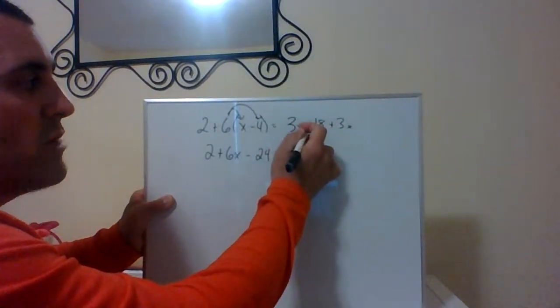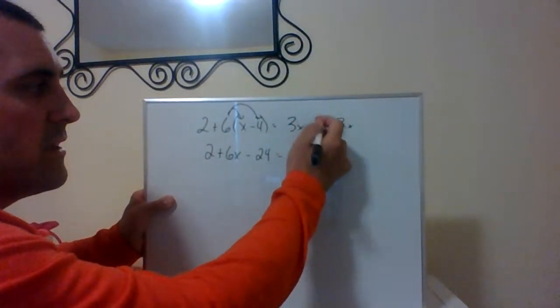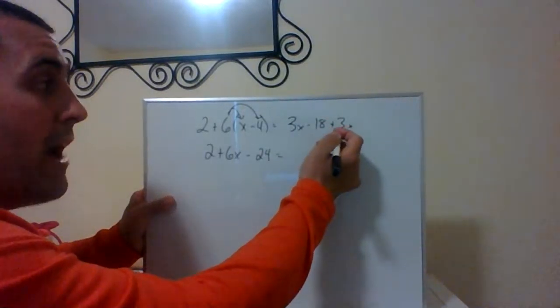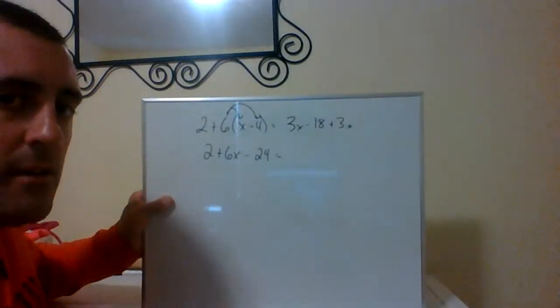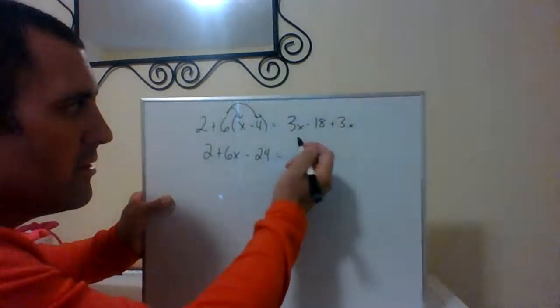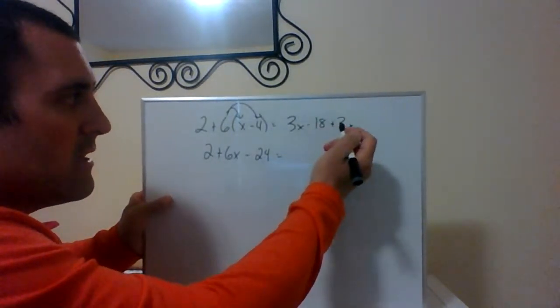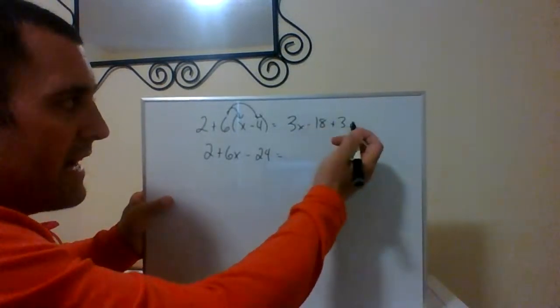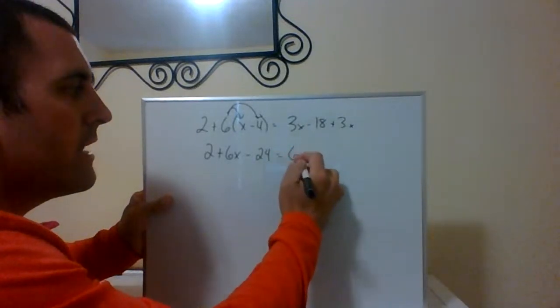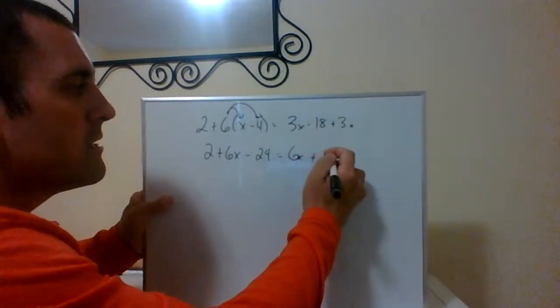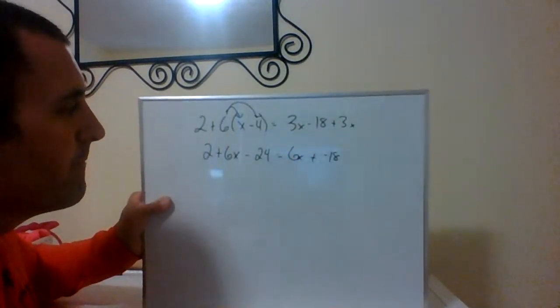Now, this subtraction sign is for this 18. It is not for 3x. We're adding 3x. We're subtracting 18. If you just say it, it helps you. 3x minus 18 plus 3x. We're not subtracting 3x. We're adding 3x. So 3x plus 3x is 6x plus negative 18. I'm just going to make it negative.